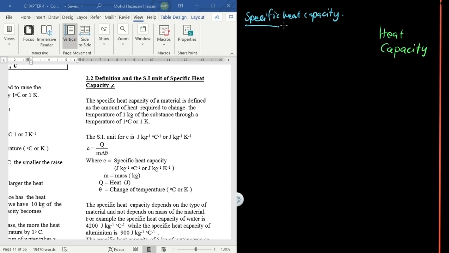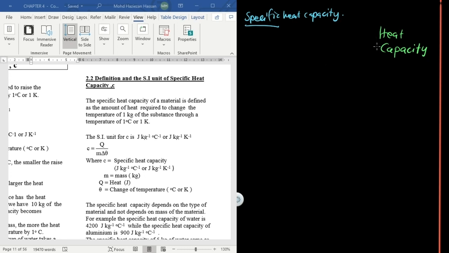From the word, you know that it should be more specific. How can it be said that it is more specific? The specific heat capacity of a material is defined as the amount of heat required to change the temperature of 1 kilogram of substance through a temperature of 1 degree Celsius or 1 Kelvin, 1 unit of temperature.